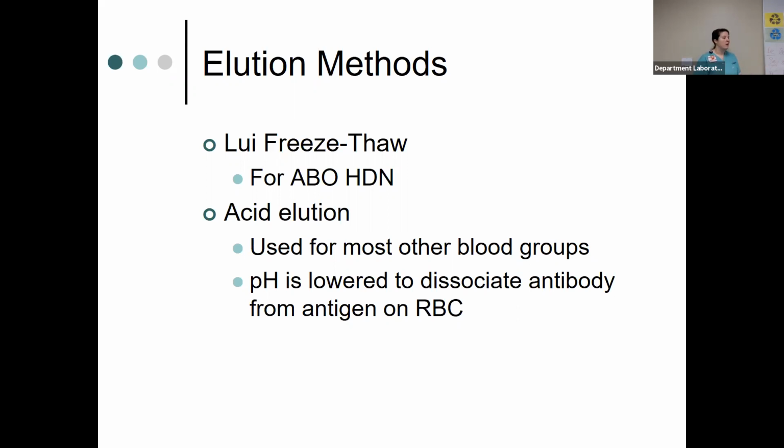The acid elution really just uses a very low pH to dissociate the antibody from your red cells. Typically, you're only going to do the Lui freeze for ABO investigations on babies. The acid elution is what you would do for any other case, like a positive DAT on an adult. But both are lysing, so the cells will no longer be viable. So we're testing the supernatant.